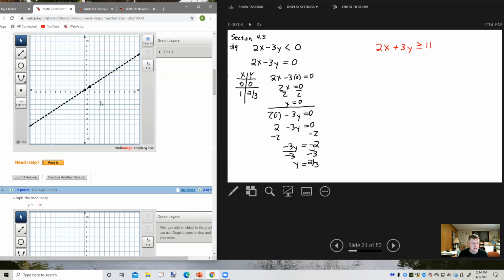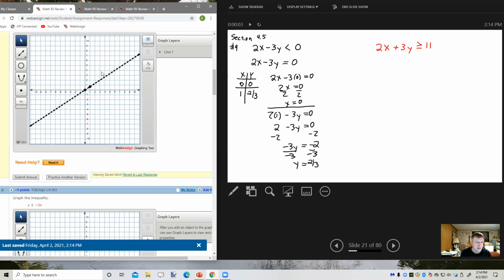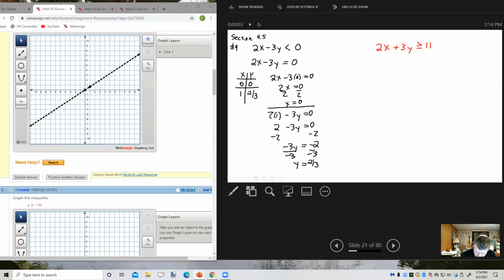All right. Now, let's pick a test point. 0, 0 is on the dotted line, so we can't use that as a test point. How about if we use, let's go with 4, 4, which would be up here. Okay. So back over here, let's see. If I take the point 4, 4 and put it into the actual inequality, I get 2 times 4 minus 3 times 4 less than 0. 8 minus 12 less than 0. Negative 4 less than 0. That's true.